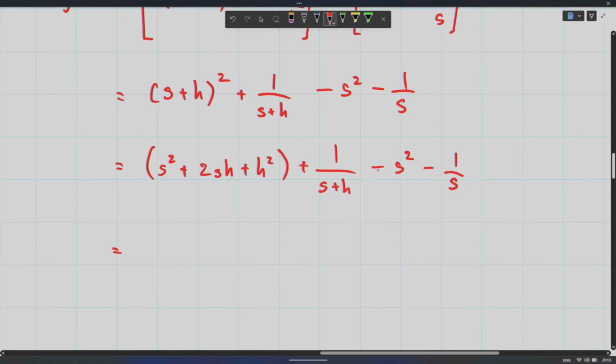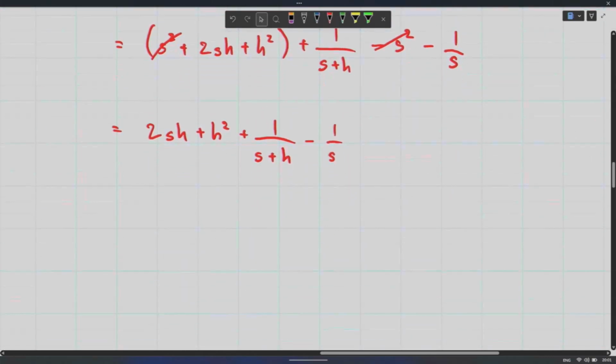Now, minus s squared cancels out. The remaining is 2sh plus h squared plus 1 over s plus h minus 1 over s. Well, it's not beautiful. I'm going to make it in another form.